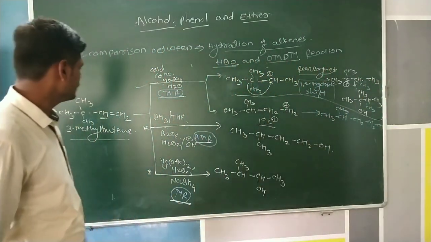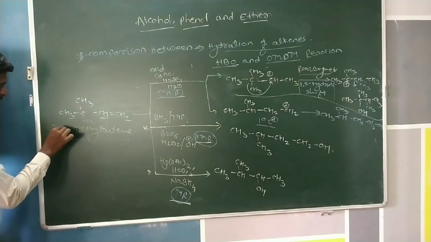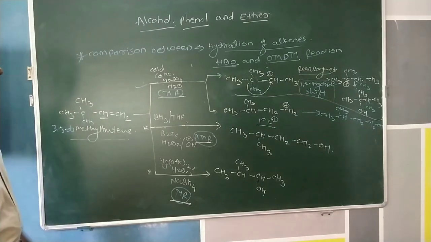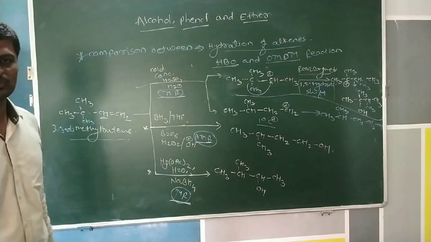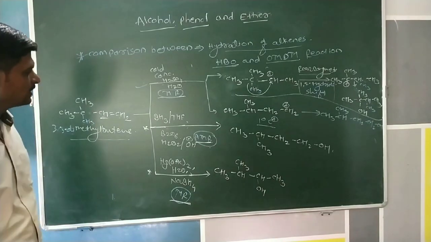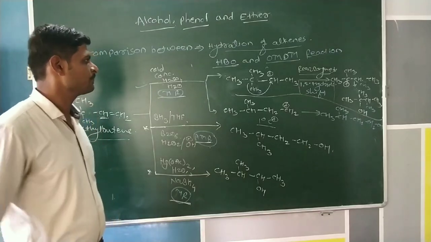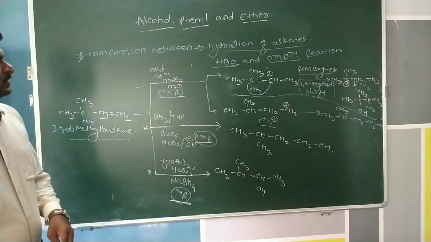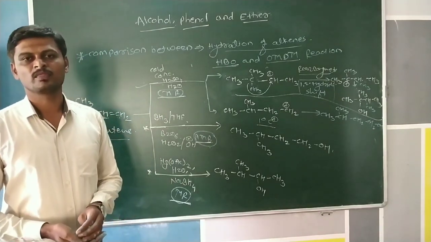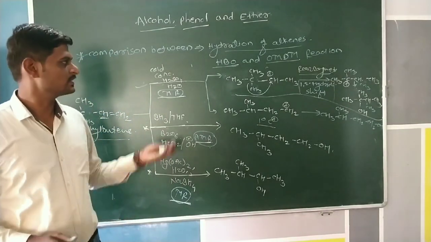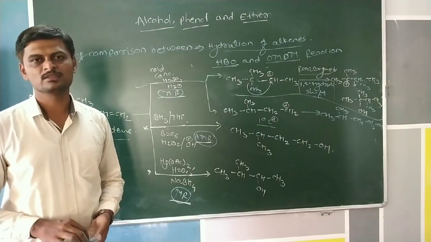Okay. So guys, this example, 3,3-dimethyl butene, undergoes hydration of alkene, HBO, and oxymercuration and demercuration reactions. This example we consider for your homework. Okay guys, this is a preparation method of alcohol from alkene, and it is a comparison between these three important reactions. Okay guys, thank you.